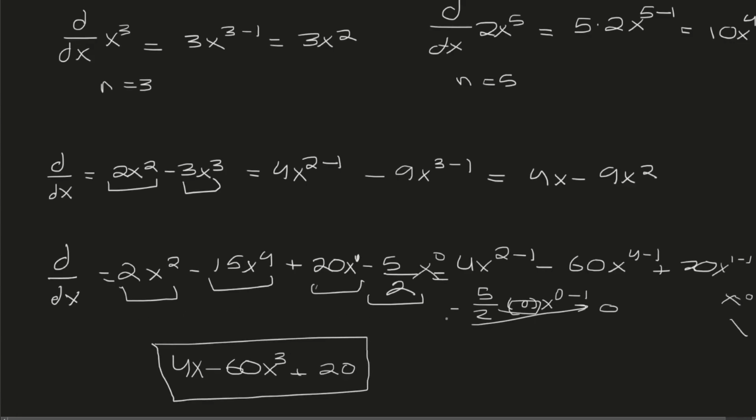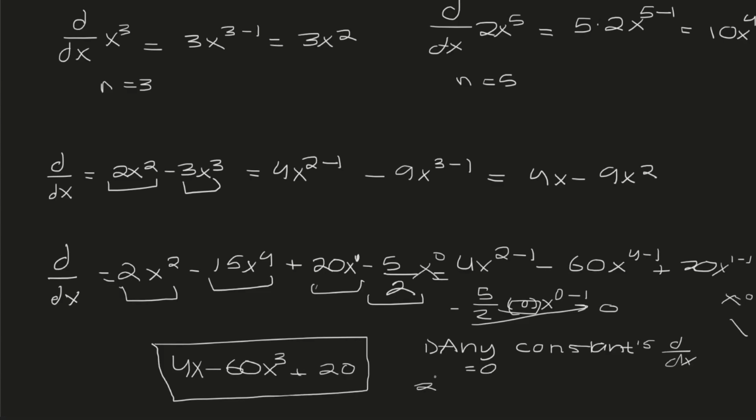And using this rule, we can remember two tips. One, any constant's derivative will be 0, because there is always an x to the 0 term, which will end up multiplying the entire term by 0. So any constant's derivative is 0. We'll just say d dx for derivative equals 0.